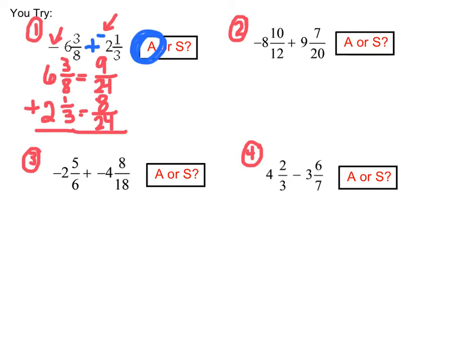And it looks like once we add these together, we get 17/24, and 6 plus 2 is 8. And again, since it's a negative plus a negative, that makes negative 8 and 17/24.